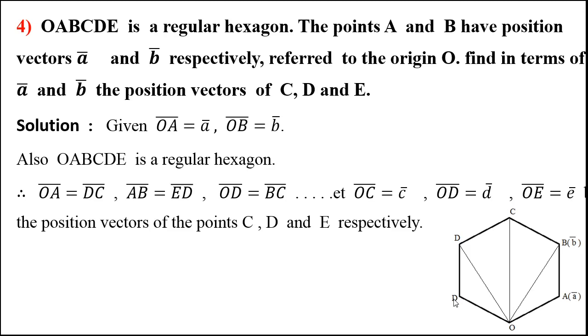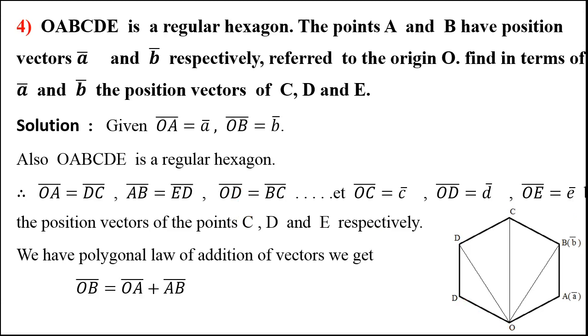OA is equal to DC, AB is equal to this point E. हा E point असायला पाहिजे. This is not D. ABCDE. So this is E. So AB is equal to ED. OE is equal to BC. This BC is equal to OE, not OD. This is E. OE is equal to BC, etc. Now we denote OC bar by small c bar, OD bar by small d bar, and OE bar by small e bar. हे आपण नामकरण केलेले आहे त्यांचे.